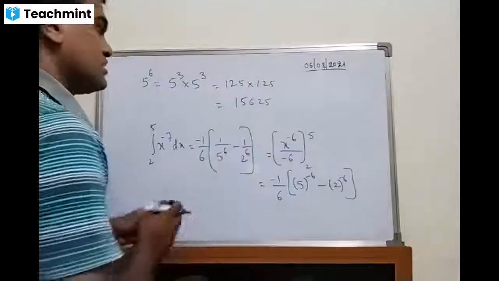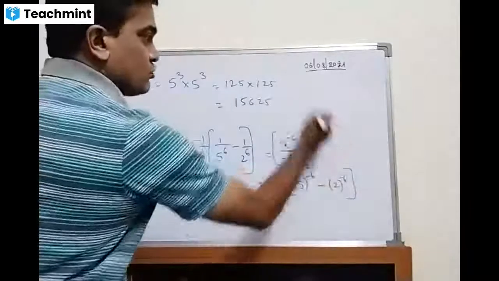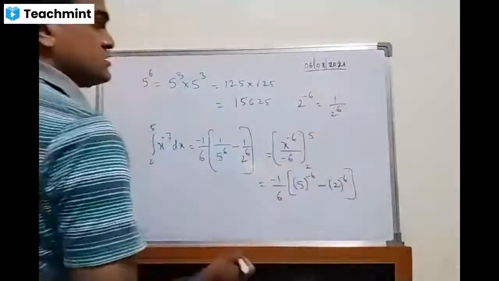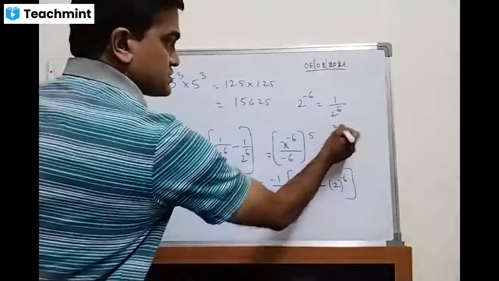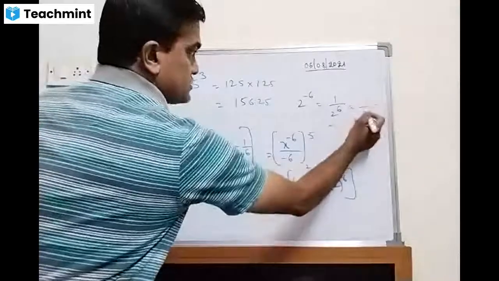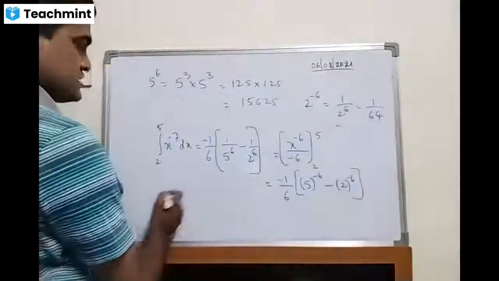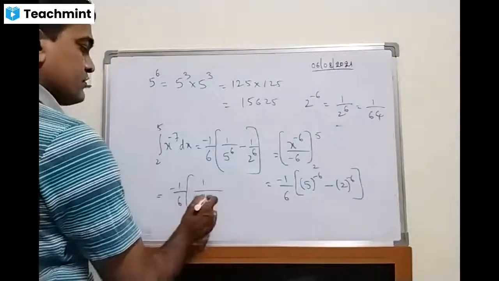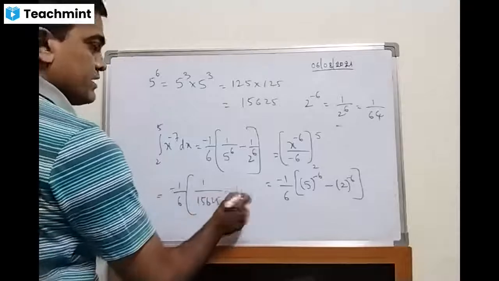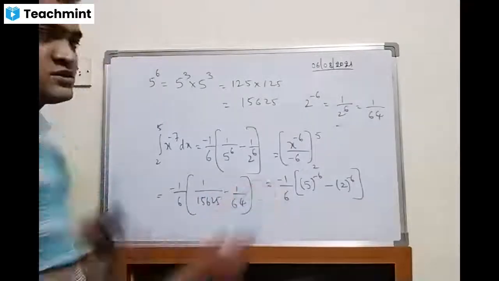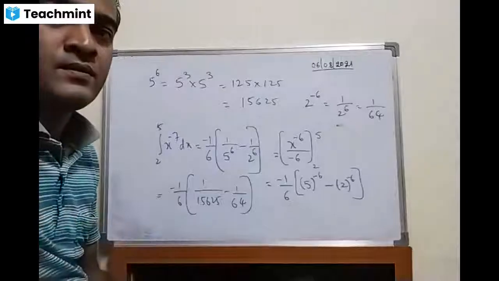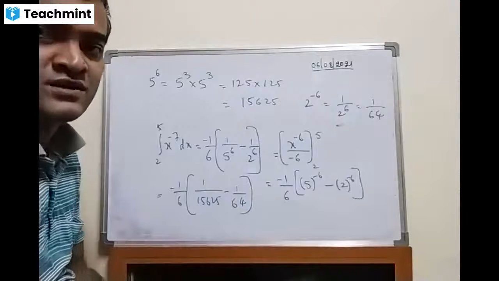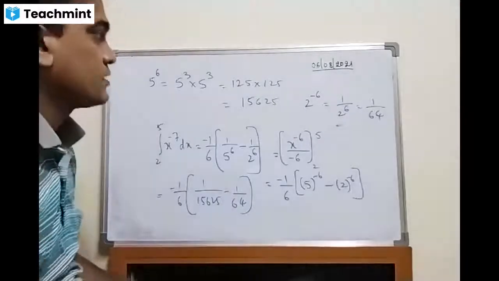Okay, no issues. 2 to the power minus 6 is nothing but 1 by 2 to the power 6. Now what is the value of 1 by 2 to the power 6? 1 by 64. This comes out to be minus 1 by 6 into 1 upon 15625 minus 1 by 64. Solve this, you will get the answer. I don't want to calculate this further.